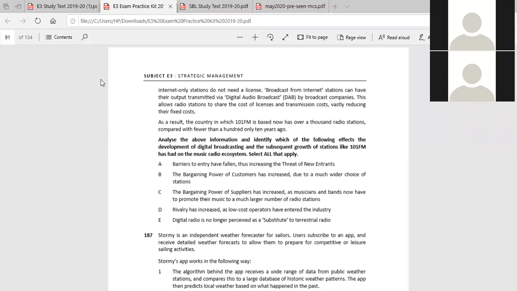On account of that, the question says select all that apply. Analyze the above information and identify which of the following affects the development of digital broadcasting and the subsequent growth of stations like 101 FM on the music radio ecosystem. According to that, we can understand that the barriers to entry have fallen. That's the first point. The second point says the bargaining power of customers has decreased due to a much wider choice of stations. So, when there are many stations, the bargaining power of customers has decreased.